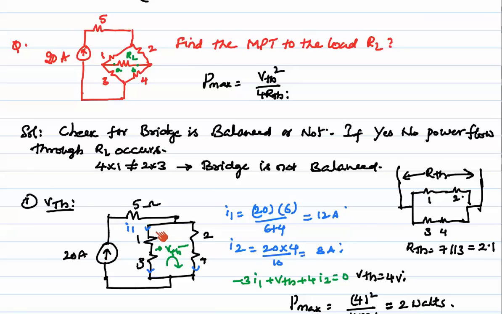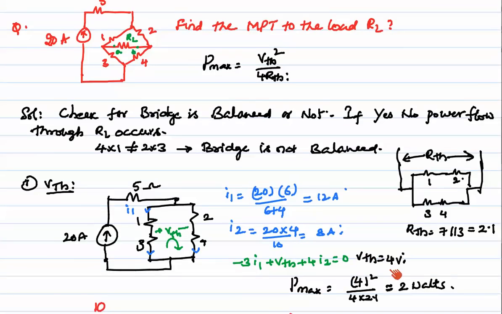By using the current division rule, I get I1 value as 12 amps and I2 as 8 amps. I1 is the current flowing in this branch, and 8 amps is the current flowing in this branch. By applying KVL, minus 3 into I1 plus VTH plus 4 I2, and by substituting, we get VTH as 4 volts. Next, I want to know RTH. RTH means the current source should be open circuited.